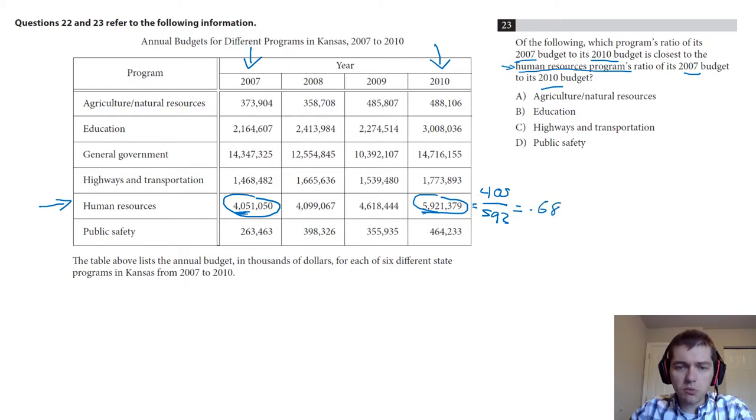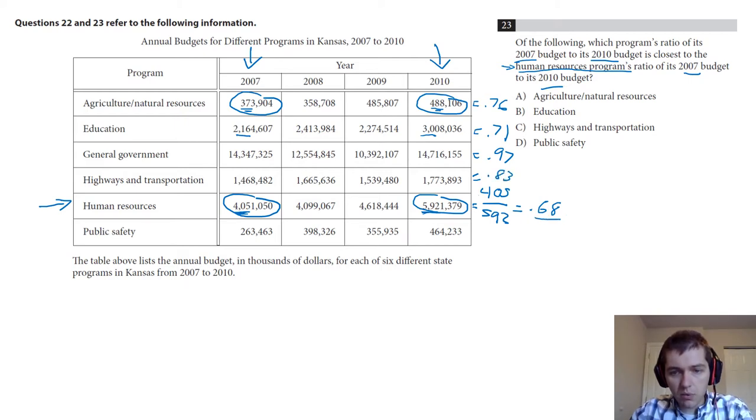This is a little bit of a tedious problem because there's really no way around doing that for every program to see which one comes the closest. So again, you'll take the ratio of 2007 to 2010. You only need to carry three significant digits. So in this case, it would be 373 divided by 488. And if you plug that in on your calculator, you come up with 0.76. And you can go through and do that for each of these rows, and you'll come up with these different numbers: 0.71. This one, you come up with 0.97. For this one, you will come up with 0.83. This one, we already calculated 0.68. And this one, you'll come up with 0.56.